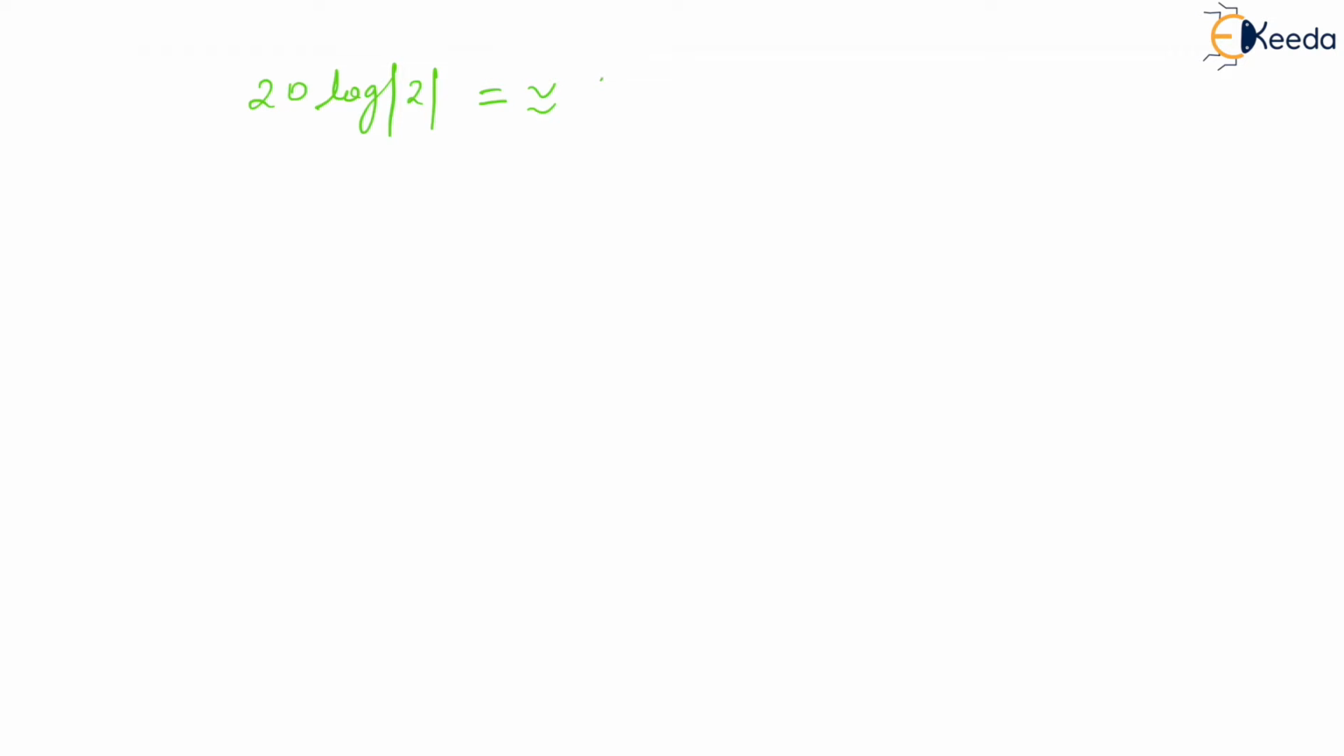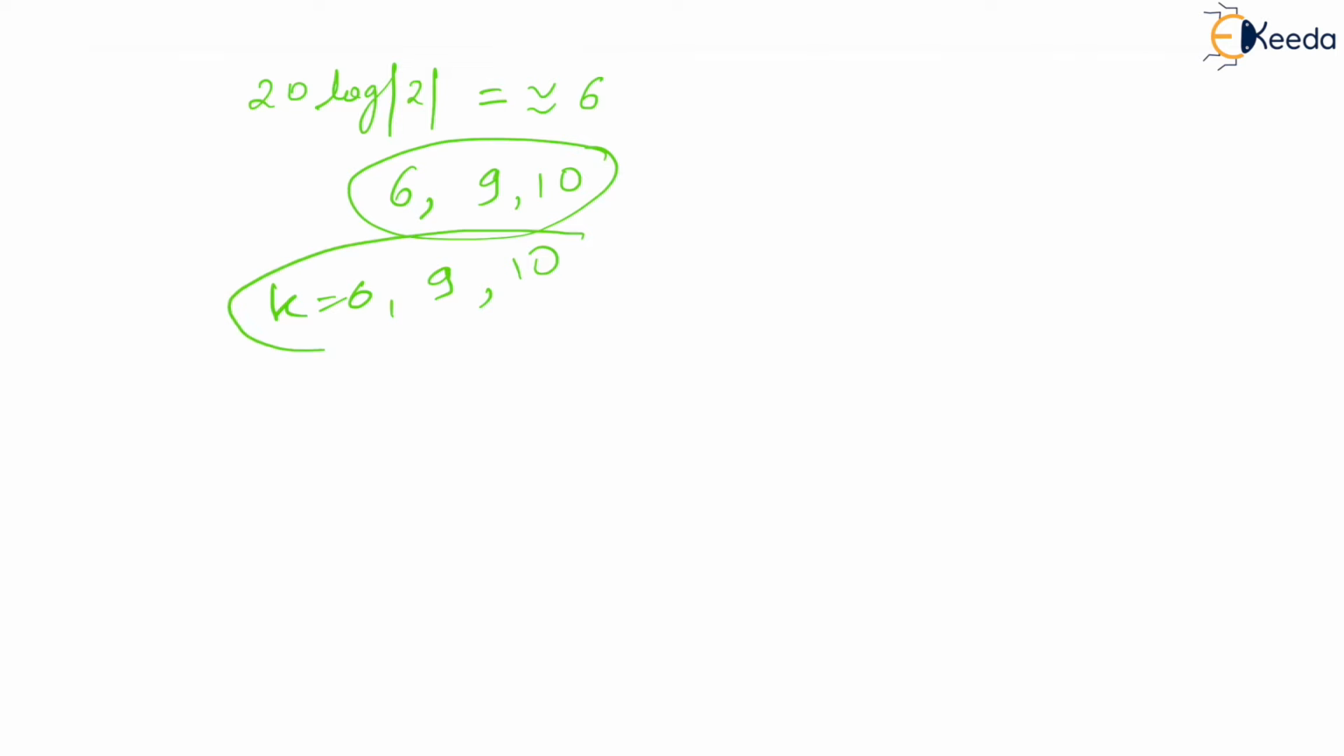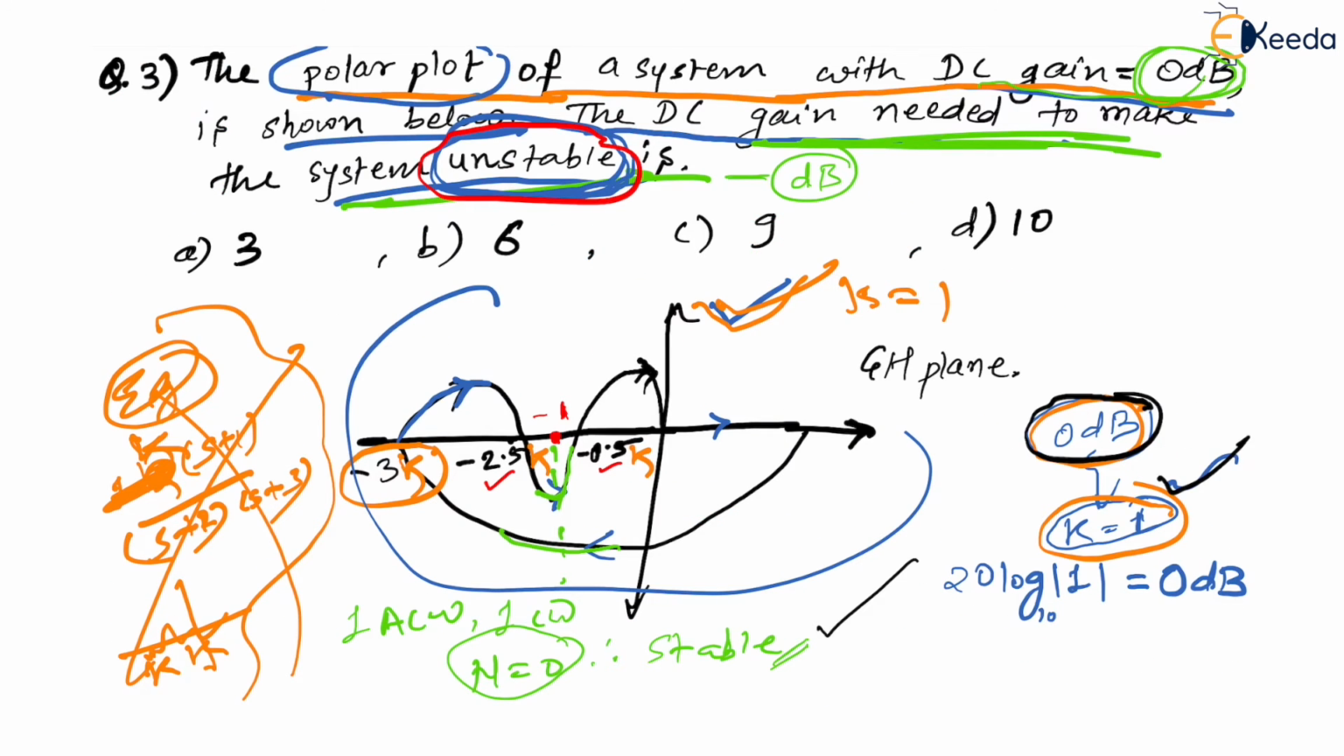If you check this, it approximately turns out to be 6, which means 6, 9 and 10 are all correct, because for k equal to 6, k equal to 9 and k equal to 10, the system will be unstable. This is what we have seen. So it is an MSQ type question where B is also right, C is also right, and D is also right. I hope you are understanding this concept, right?